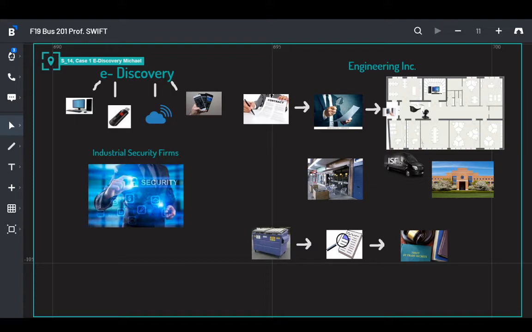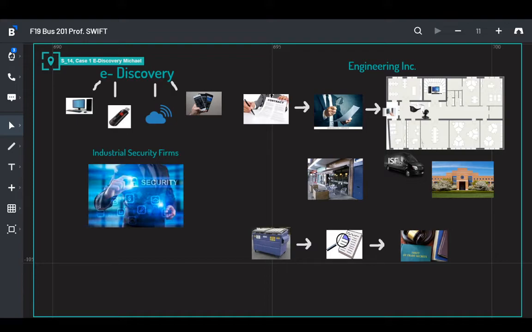Then the next thing is hold. Hold is when a company first suspects that something might be going on. Holding is taking that, in this case, electronically stored information, and making sure that it cannot be tampered with in any way, putting it in a safe location to be further reviewed later on during the legal case.